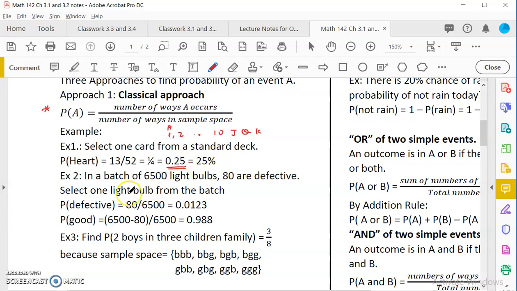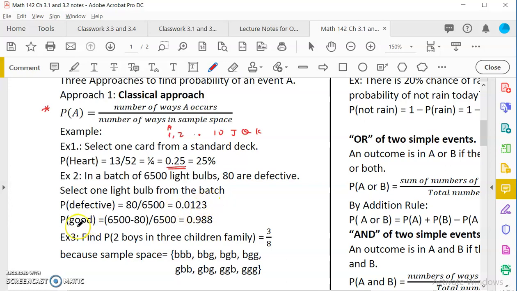The second example is you have a batch of shipment. It's 6,500 light bulbs, and 80 of them are defective. You know about it because of the manufacturing process. Now you're going to select one light bulb from the batch. What is the probability of defective? The sample space is the 6,500 light bulbs, and the 80 are the ones that fit your defective requirement. So we'll do 80 over 6,500. Round to 3 or 4 decimal places. In this case, we round to 3 significant figures or 4 places.